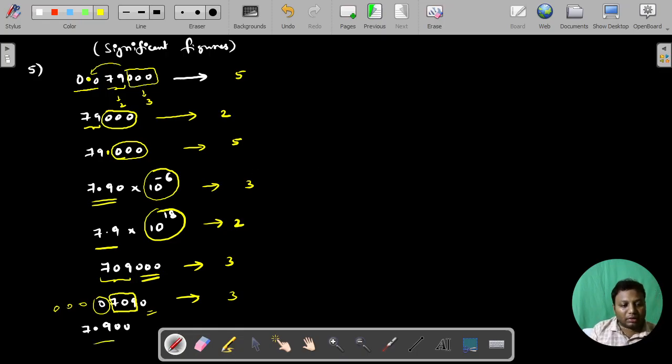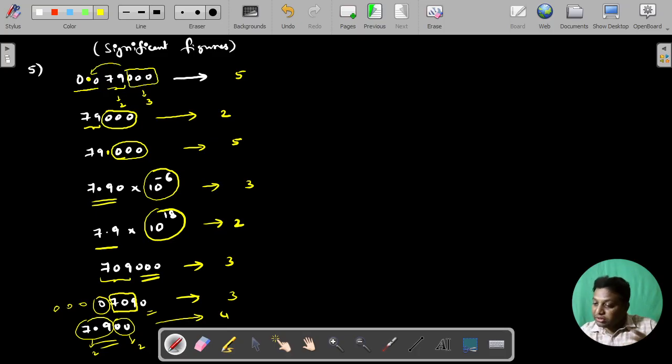Then this one. In this one we have 4 significant figures. The zeros coming at the end come after a decimal point in the number, so you should count them as 2 significant figures, and the other 2 are anyway 2 significant figures. 2 plus 2 is 4. So these are some simple rules related to significant figures.